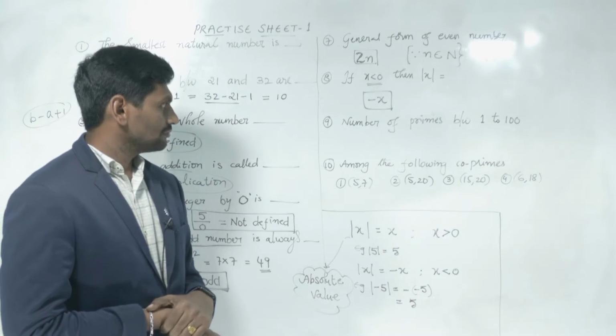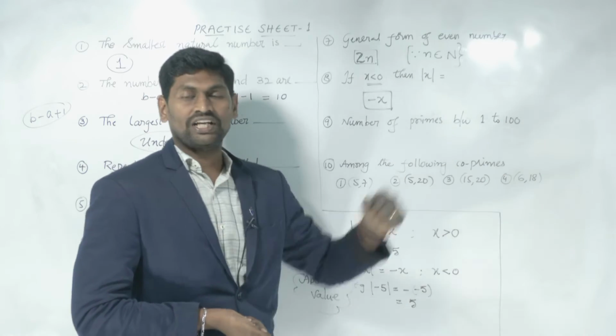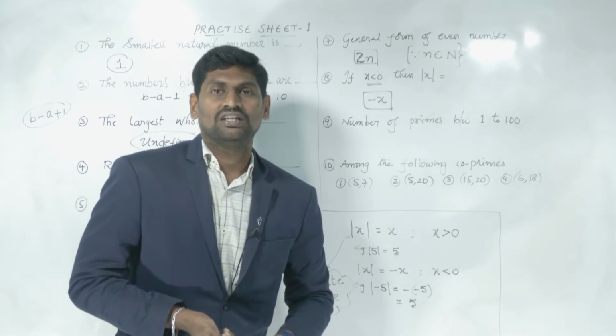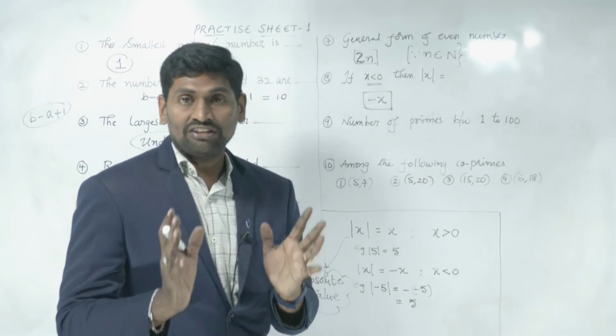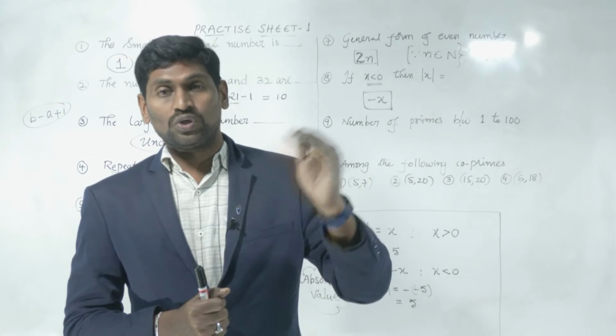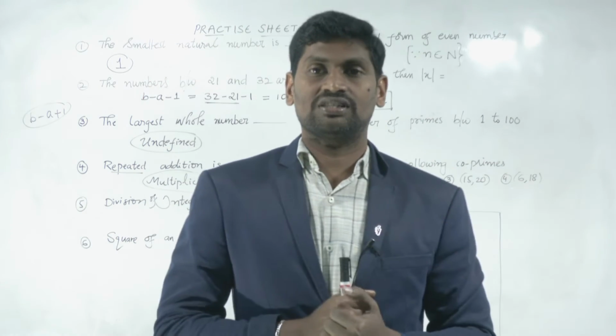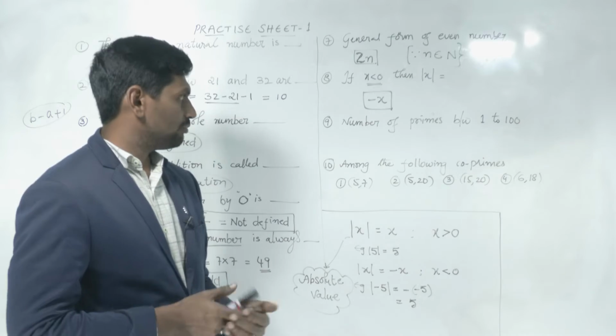Ninth question. Number of primes between 1 to 100. We already discussed. There are 25 prime numbers between 1 to 100, and between 100 to 200, 21 prime numbers. Am I right? That is clearly given in your material also. You can learn about it.